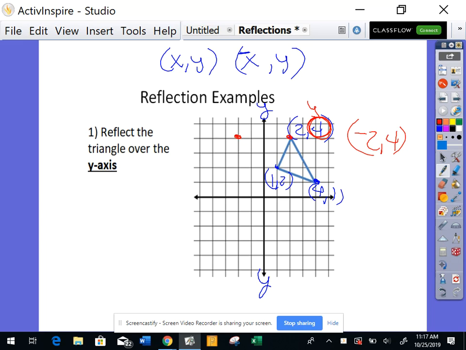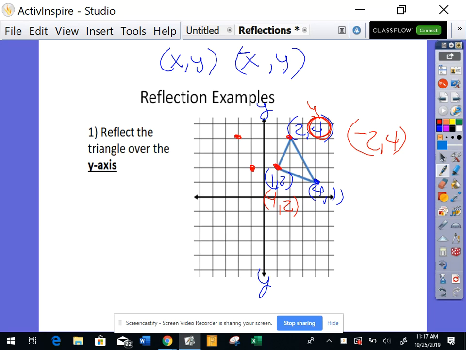Let's look at this bottom left one. So we're going to be right here. I'm coloring in red right now. It is at (1, 2). So my y is going to stay the same. It's going to remain 2, but my x is going to become opposite. So that's going to be -1. So my new point over here on the left side is going to be at (-1, 2).